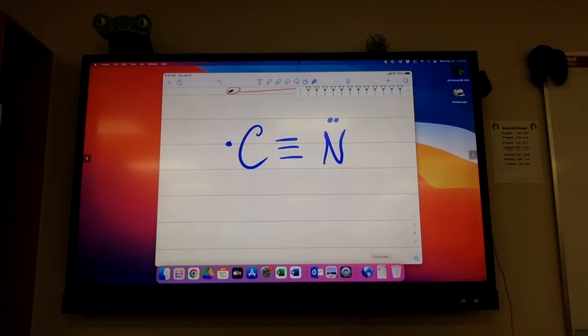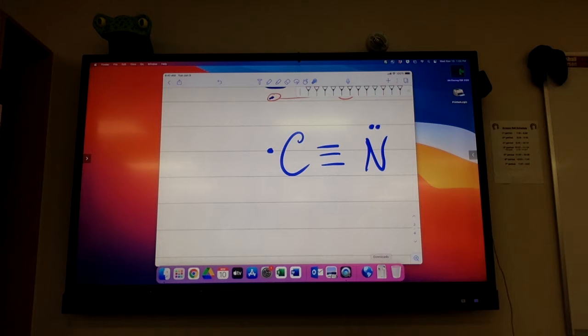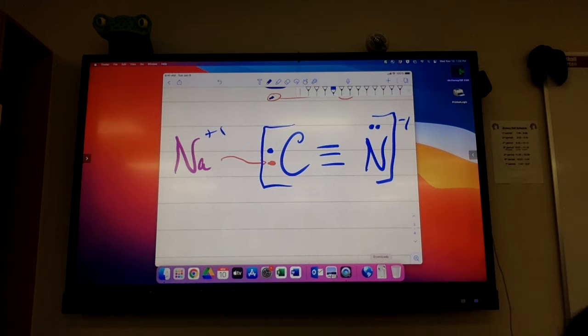Well, if they happen to get around a metal, like say maybe sodium, sodium has 1 valence electron that it wants to get rid of. And so sodium can do this. And now everybody's full and neutral. But what happens when you donate an electron to anything? It becomes charged. So this whole thing now has a -1 charge. This whole thing now has a +1 charge. And so together, they form a compound, sodium cyanide.